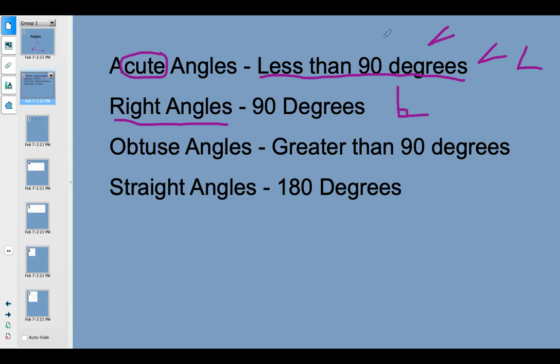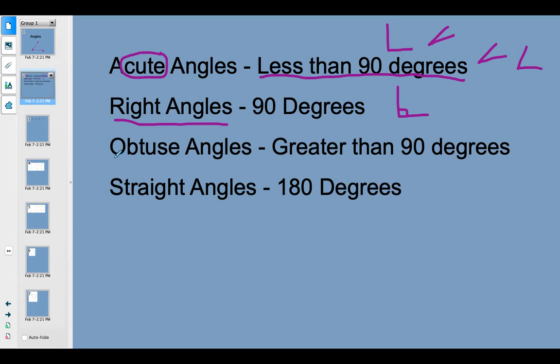So there could be an angle that almost looks like it's 90 degrees, just almost there, but not quite. This angle might be 89 degrees, but it would be considered acute because it does not have the square to label that it is 90 degrees. Usually they're not going to give you angles that are this close, though. It'll probably be pretty obvious if the angles are acute angles or one of the other two.